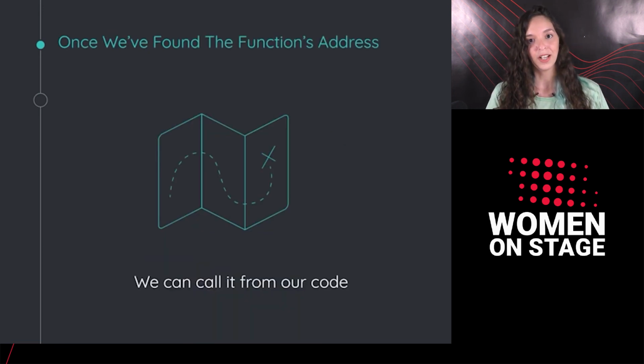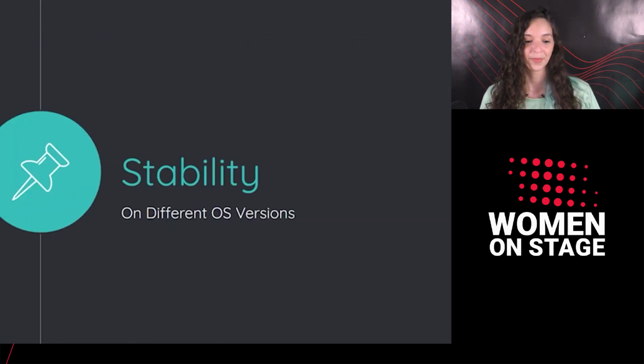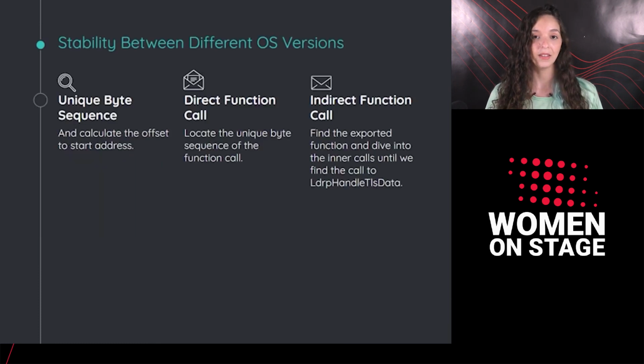Once we found the function address in either one of these ways, we can simply use it in our code by calling it from our code. And it's that simple. Now, okay. So now let's talk about the stability on different OS versions. And the first method that we saw was to search for a unique byte sequence inside our target function. And actually, this turned out to be the most stable way. We covered all Windows 10 versions through only 2 unique byte sequences, which is pretty cool.